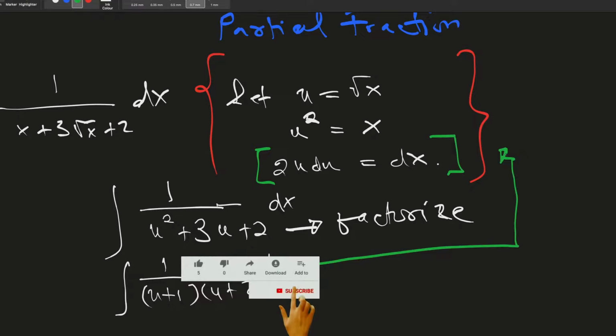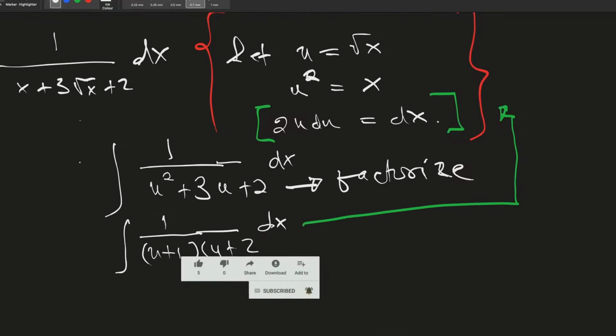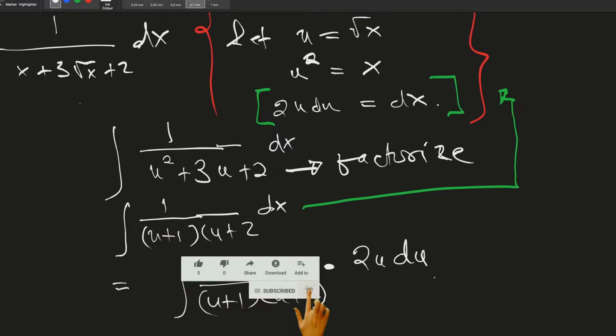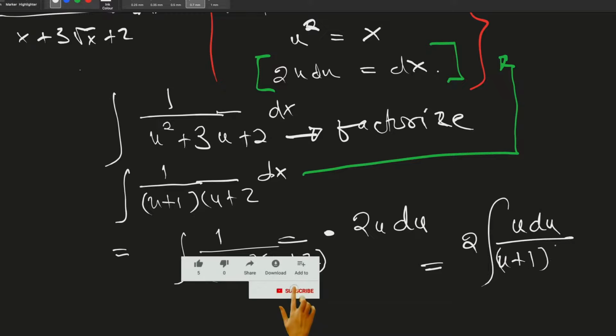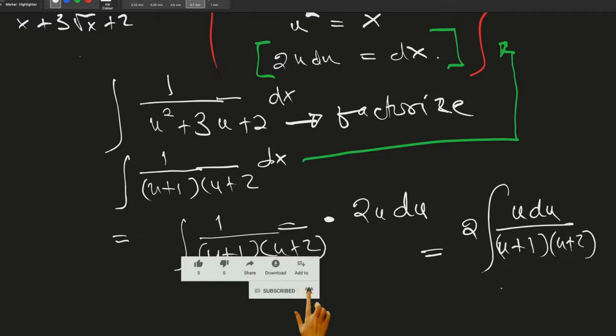So by substitution back into the equation, our expression now is going to be the integral of 1 over (u + 1)(u + 2) dx. Now we know the dx is 2u du. And because of that, we can write our integration. Let's bring 2 out: 2 integral u du all over (u + 1)(u + 2). So this can help us to solve the equation.